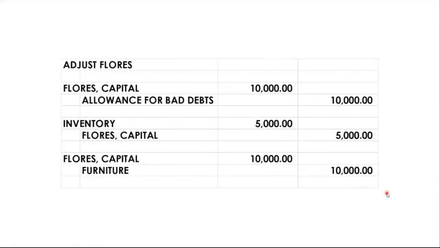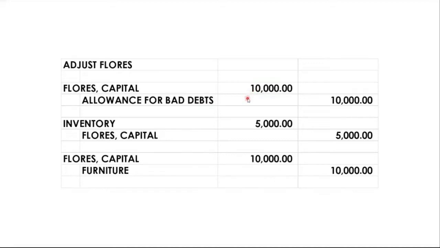This will be the adjusting entries in the books of Flores. First, we are going to establish an allowance of 10,000, which will result in a debit to the capital. Next, we are going to increase the value of the inventory by 5,000, giving a credit to Flores Capital. And last, we have furniture. That will be reduced by 10,000, giving us a debit to Flores Capital. So basically, adjustment to the capital.